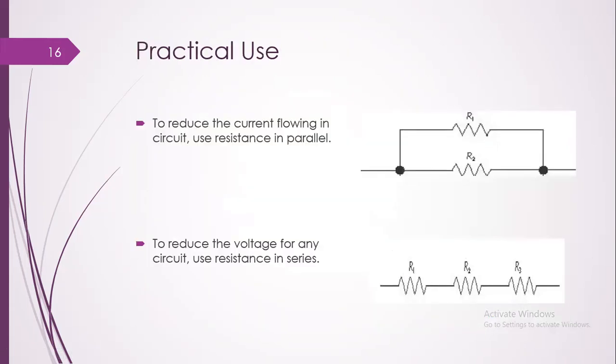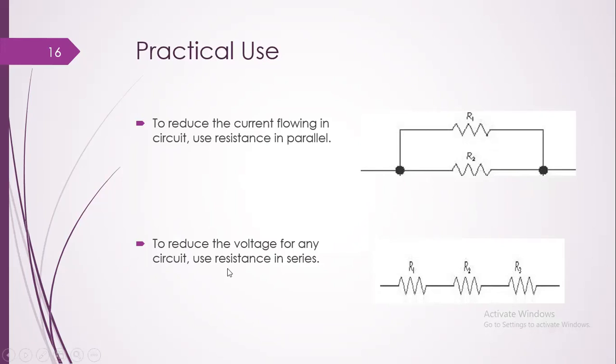So moving further, these are the practical uses to reduce the current flowing in the circuit. Use resistance in parallel. If we need to oppose the current, then we need to increase the number of resistances in parallel combination. Then the current would be divided in these paths. So this is the reduction of current, a requirement by which we can reduce the current in a particular circuit if we need to.